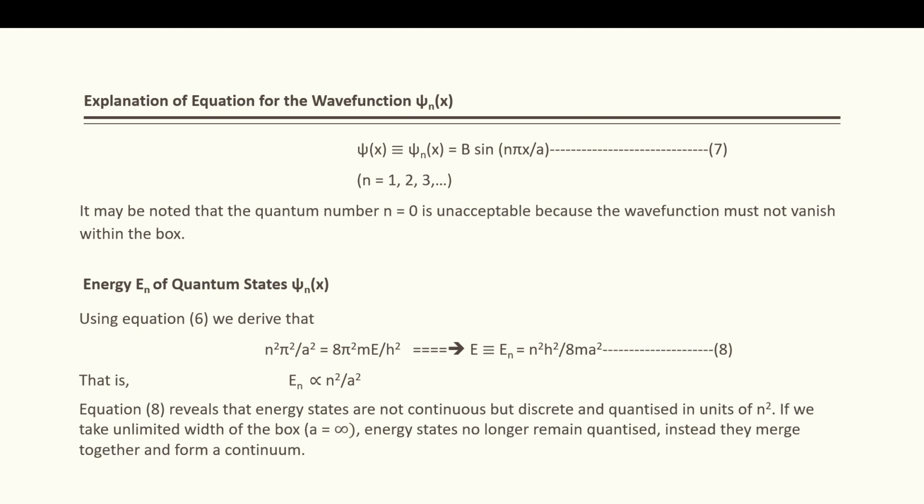A very important inference of this equation is energy states are not continuous, they are discrete and quantized in units of n square. If we take very large box, a approaching infinity, energy states will no longer remain quantized. Instead, they merge together to form a continuum.